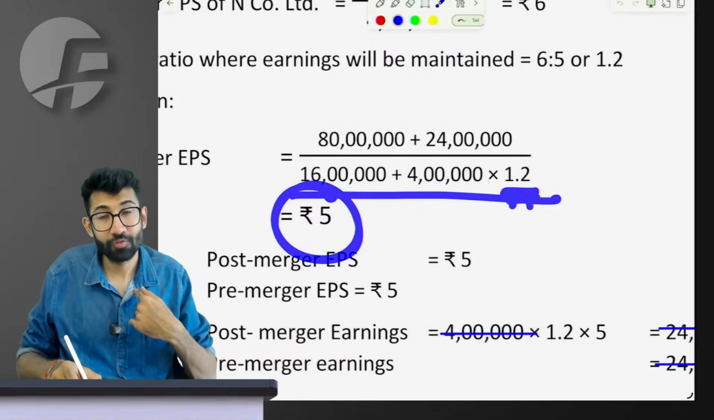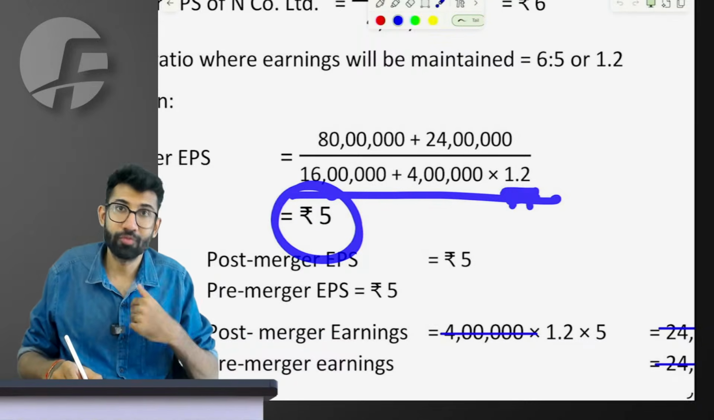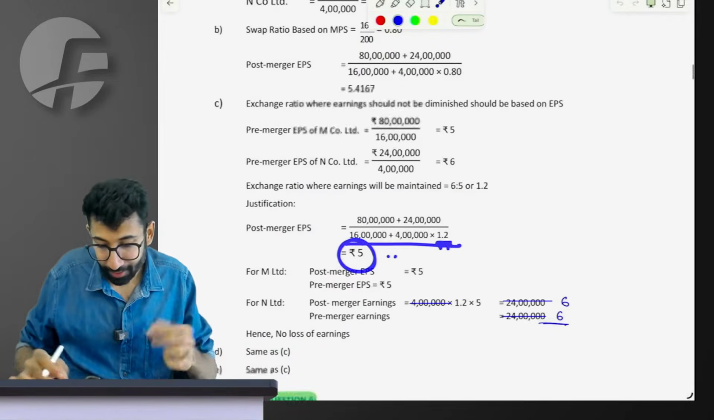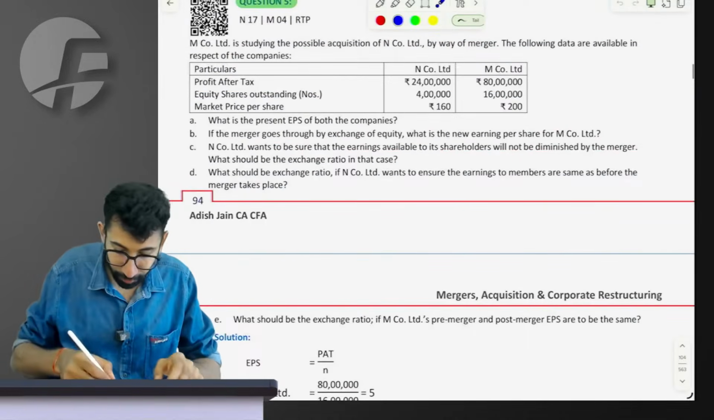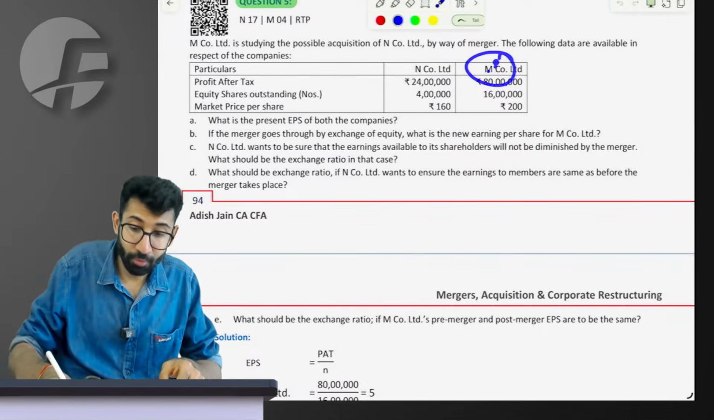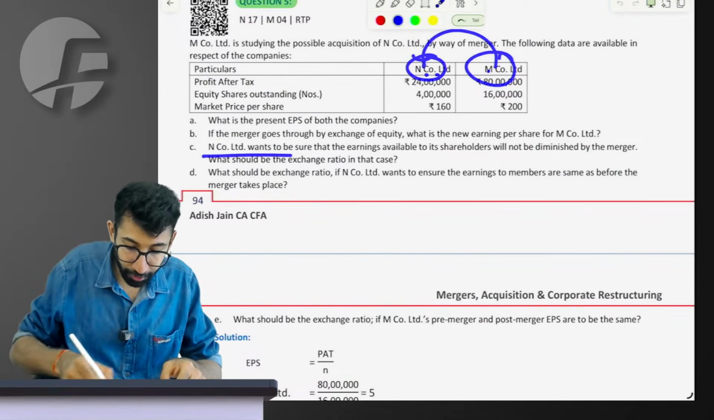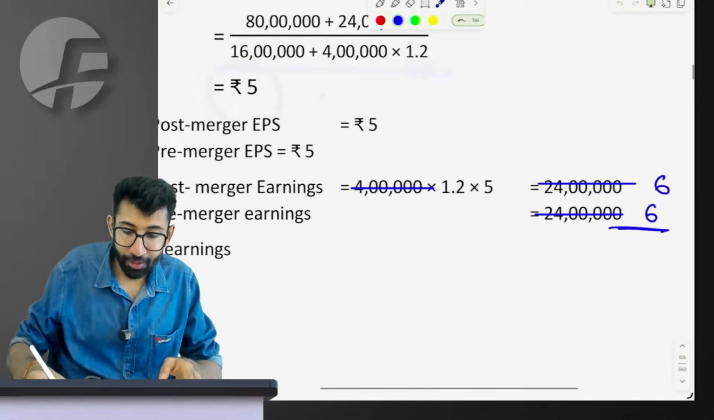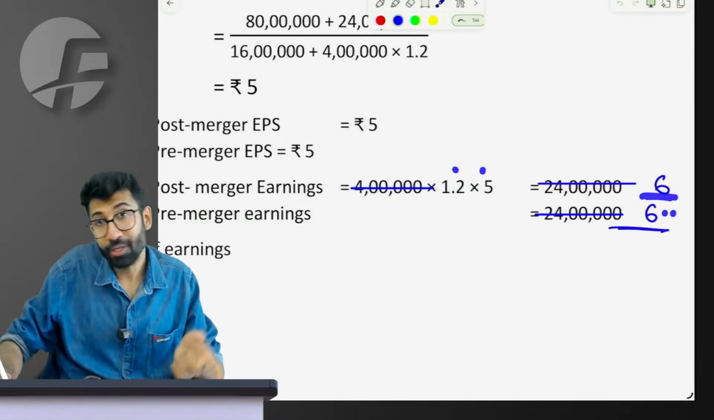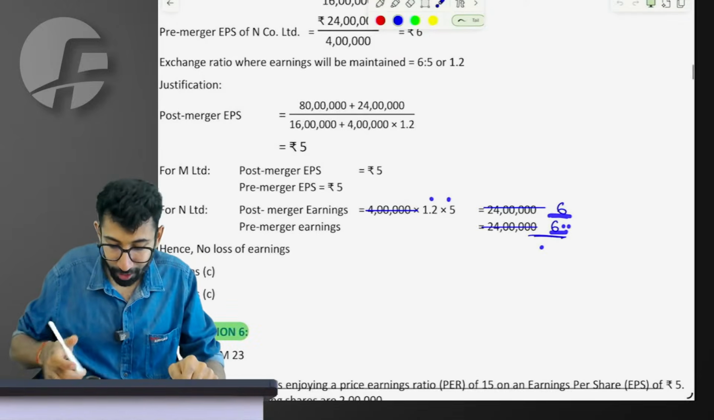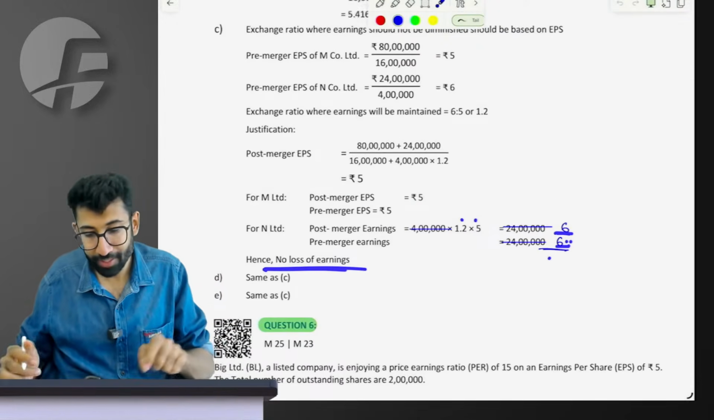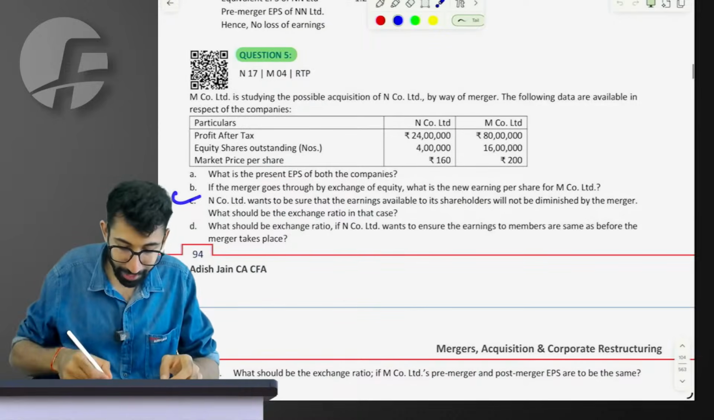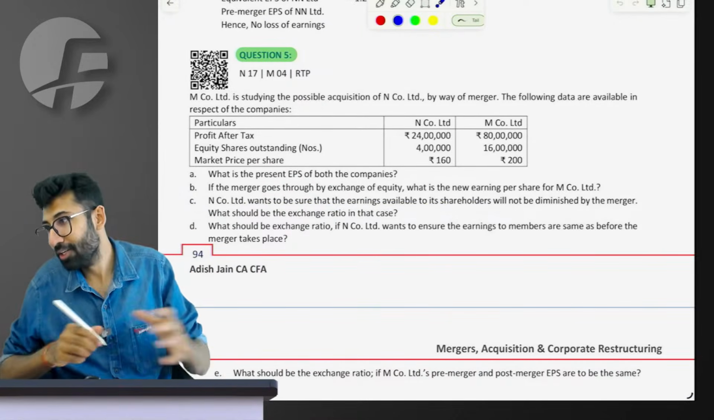Can I say my pre was 5? As an acquirer, my pre was 5, post is also 5, maintained, right? But they don't want to ask from the perspective of M, the acquirer. They want to ask it from the perspective of N. So we will say N Limited, your equivalent now is 5 into 1.2, which is 6, and your pre-merger was also 6. Which means you don't lose anything, don't gain anything, so it is a break even. C part of this question, is it clear to you all?